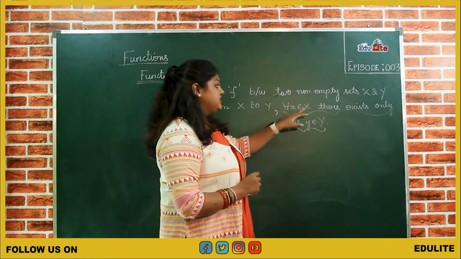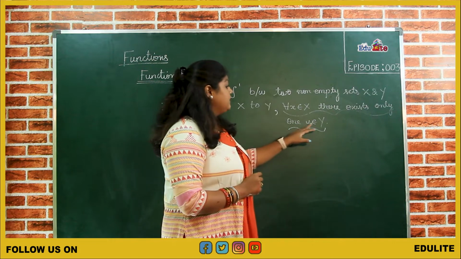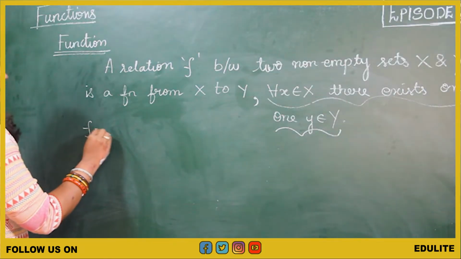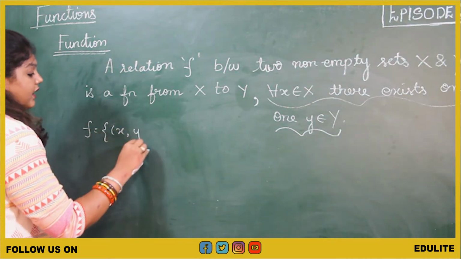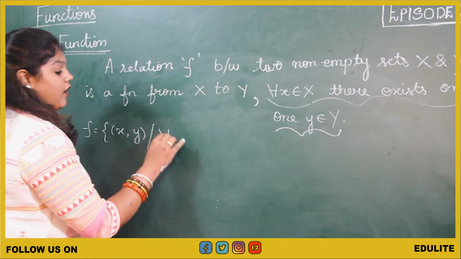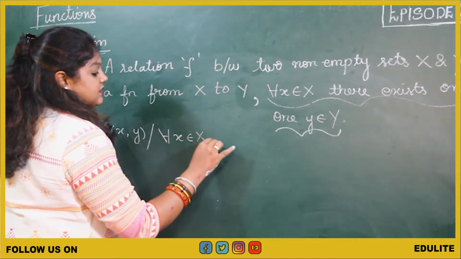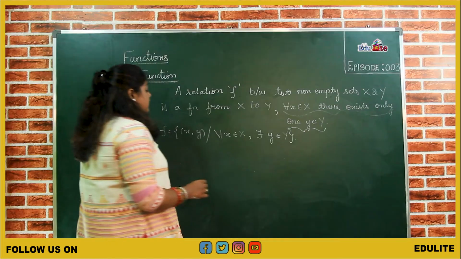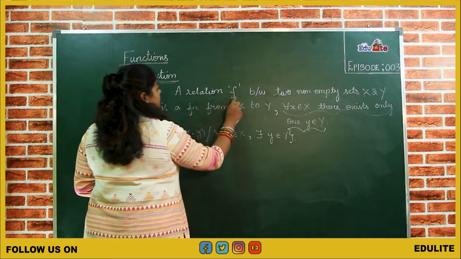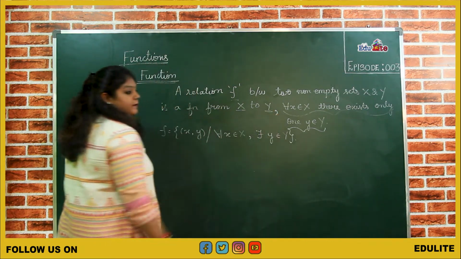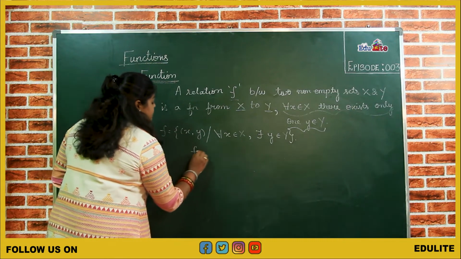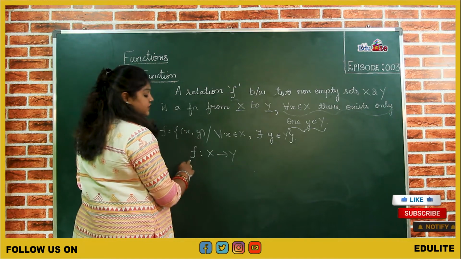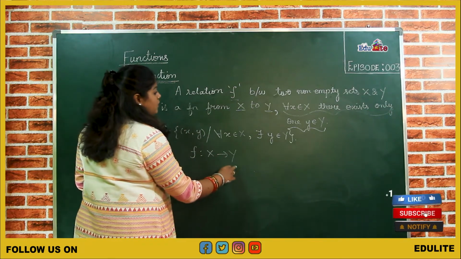For each x in x, there must be only one y in y, and it is represented as f equals the set of x comma y such that for all x in x, there exists y in y. Next, a function f from x to y can be written as f is a mapping from x to y. This is called a function f from x to y.